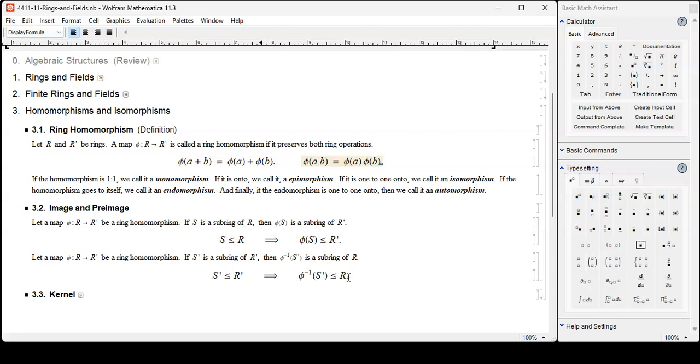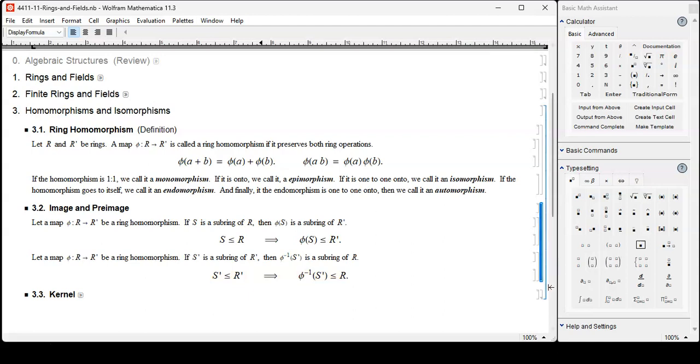And then we can establish the same thing for preimages. If S prime is a subring of R prime, then the preimage of S prime, and it's not the inverse map phi inverse, it's a preimage, is a subring of R. The proof is pretty much the same as the corresponding theorem in group theory. So I'm going to leave you there. The details are left to the students.